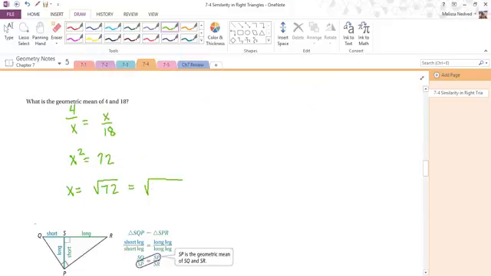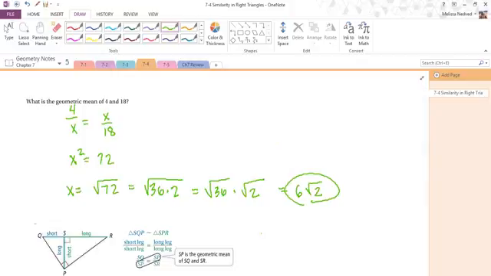So I can rewrite this as the square root of 36 times 2, because 36 times 2 is 72, and 36 is that perfect square I'm looking for. Break up those radicals, square root of 36 times square root of 2, and simplify. Square root of 36 is 6, so 6 root 2 is the geometric mean of 4 and 18.